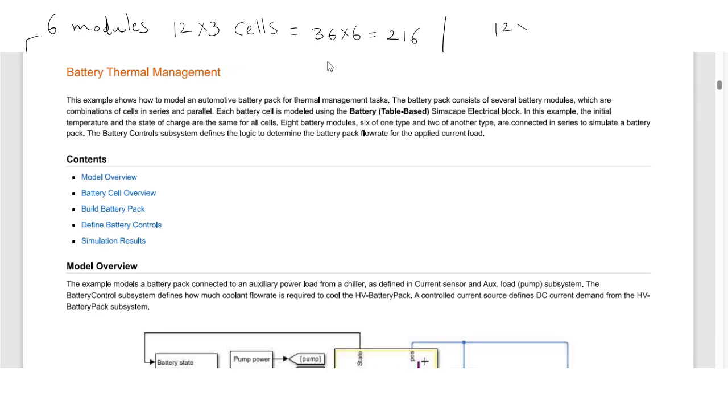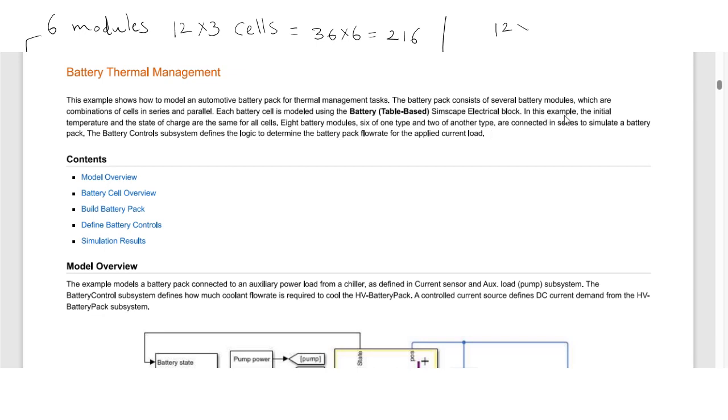Okay. So today I would like to start with the battery pack thermal management. This belongs to the fourth module. Now here I will show how to model an automotive battery pack for thermal management task. So the battery pack generally consists of several modules, which are combinations of cells that can be connected in series and parallel based on our requirement.